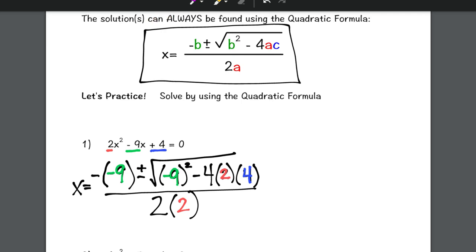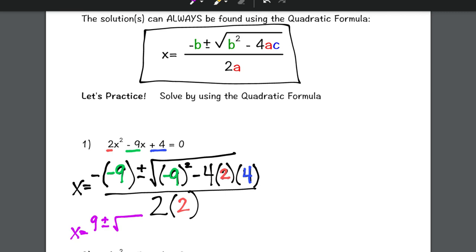All right, so I've got x is equal to, and we said the opposite of b. Well, in this case, the b was negative 9, so the opposite of that would be a positive 9. And then we have plus or minus, and that's still going to stay there. That's okay. And we're going to put inside the square root all of that stuff that we see there. So we've got negative 9 squared minus 4 times 2 times 4.